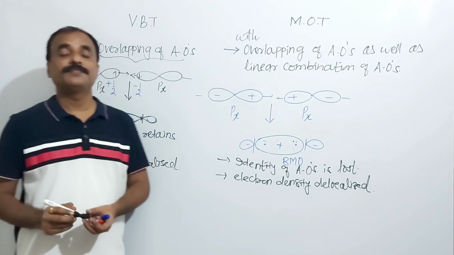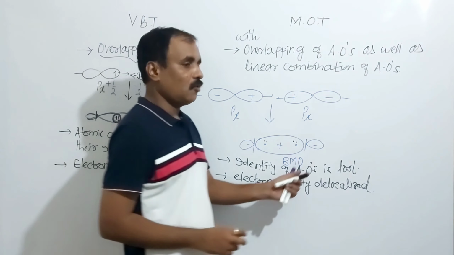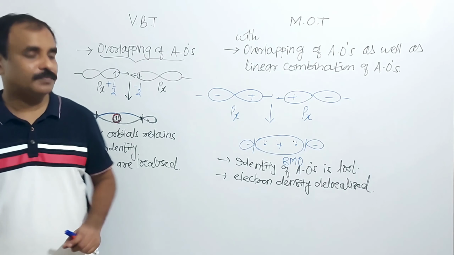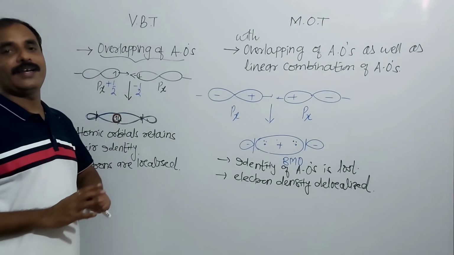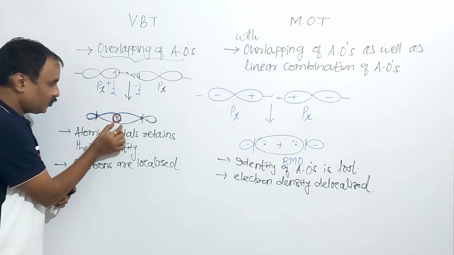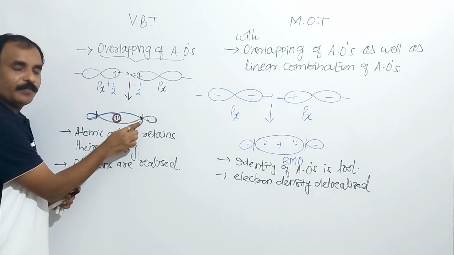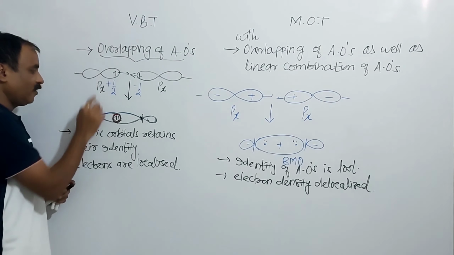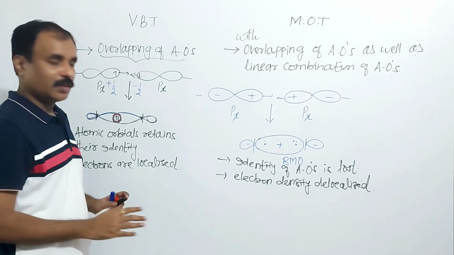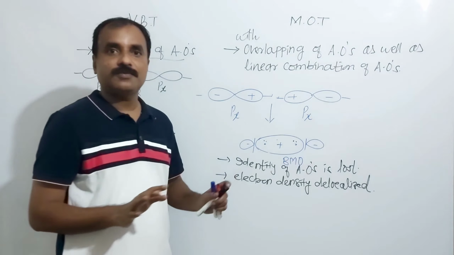Not fixed, a random position of electron density. In case of valence bond theory, electrons are localized. So here it is electron density. Electron density lies between two nuclei. In the valence bond theory, there is a retention of identity in case of atomic orbitals. Here identity is lost.